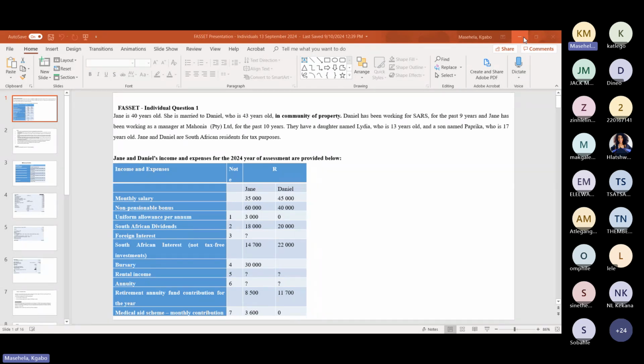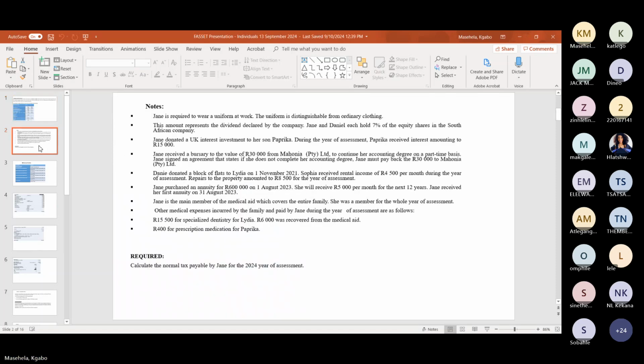How are you going to structure your solution according to the framework? Then, on top of this, there are the notes attached to the income and expenditure. It says Jane is required to wear a uniform at work. The uniform is distinguishable from ordinary clothing. Look at this. It says it's distinguishable. It means she is entitled to that exemption. But if they are saying the uniform is not distinguishable, it means it must form part of your gross income. Can you see the wording, guys?